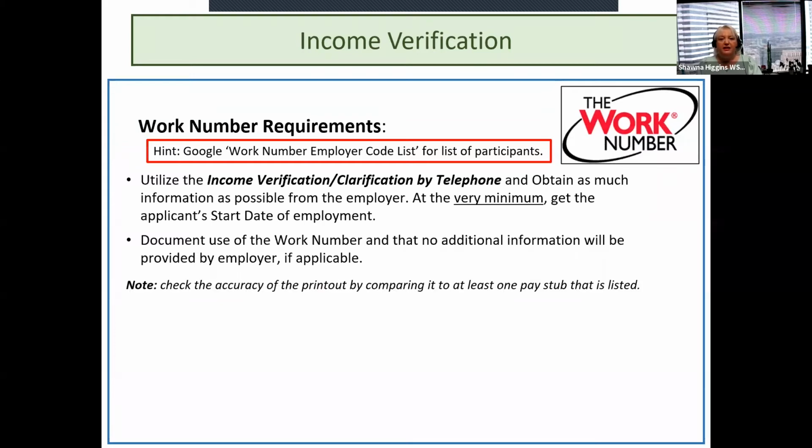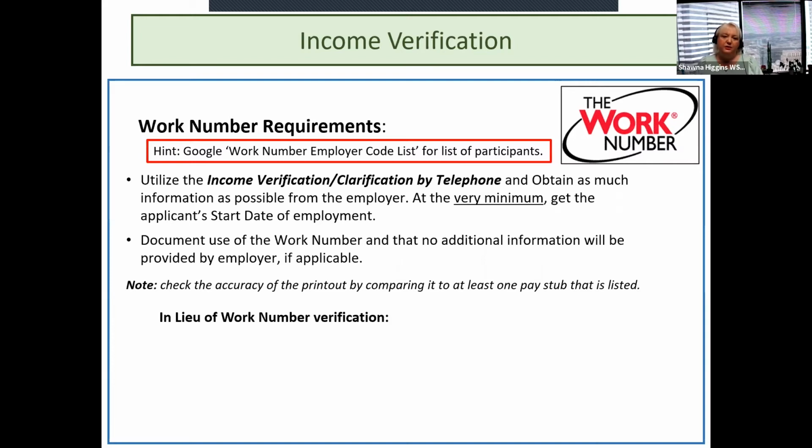And then you're going to check the accuracy of the printout by comparing it to at least one pay stub that is listed. I would definitely get the newest pay stub that they have and verify on The Work Number that every single dollar figure matches.